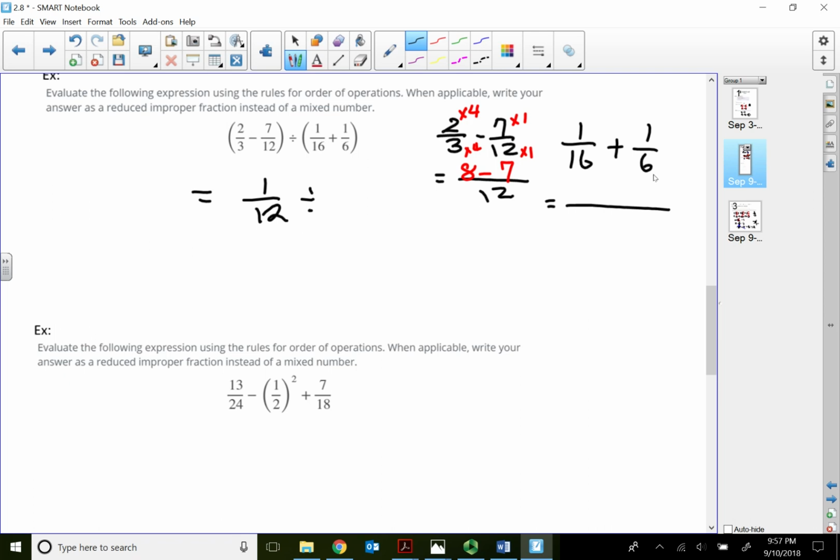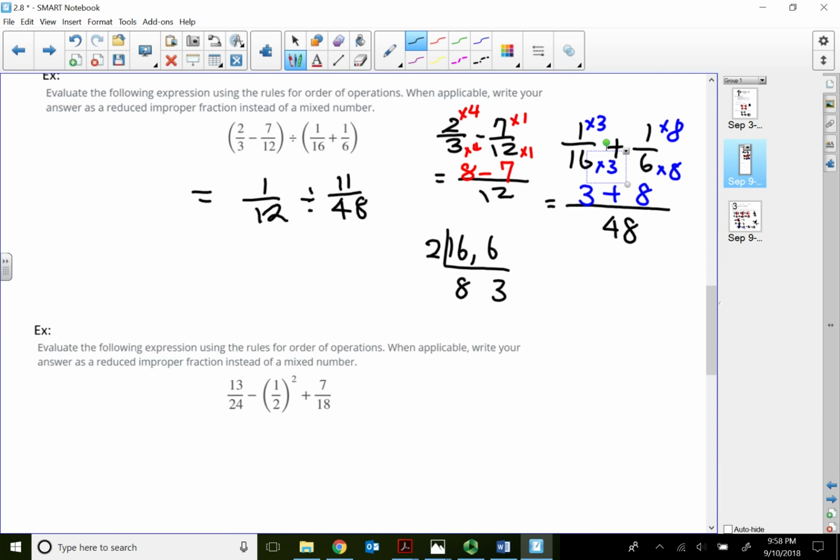LCD between 16 and 6. I don't know what that is. That's an odd couple together here. If I use a 2, 2 going into 16 is 8 times, 2 going into 6 is 3 times. So no more number can go up. It's 48. Duh. All right. So 6 times 8, 48. So 16 will go into 48 3 times. My numerator times 3, that's a 3. 6 going into 48 is 8 times. 1 times 8 is 8. So the second parenthesis comes out to be 11 over 48.